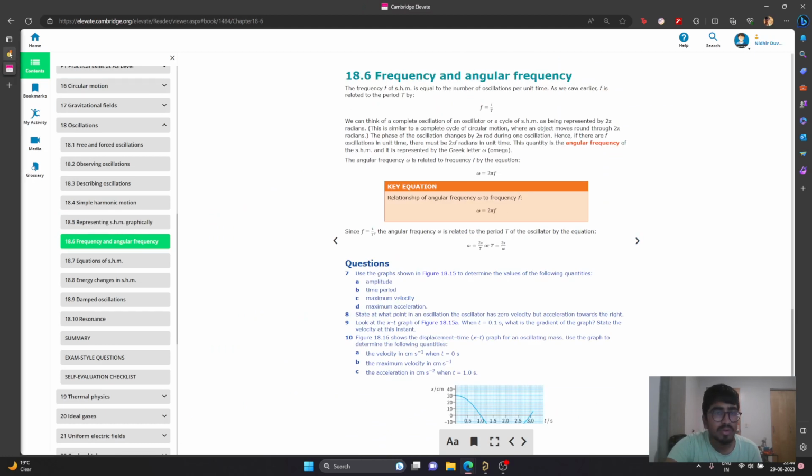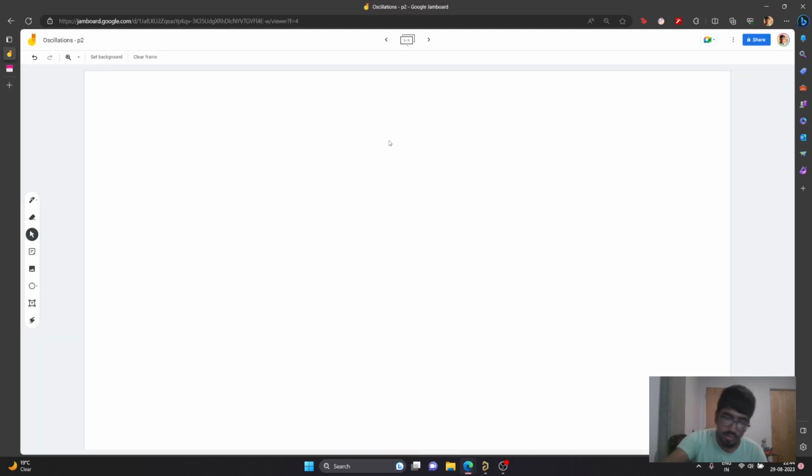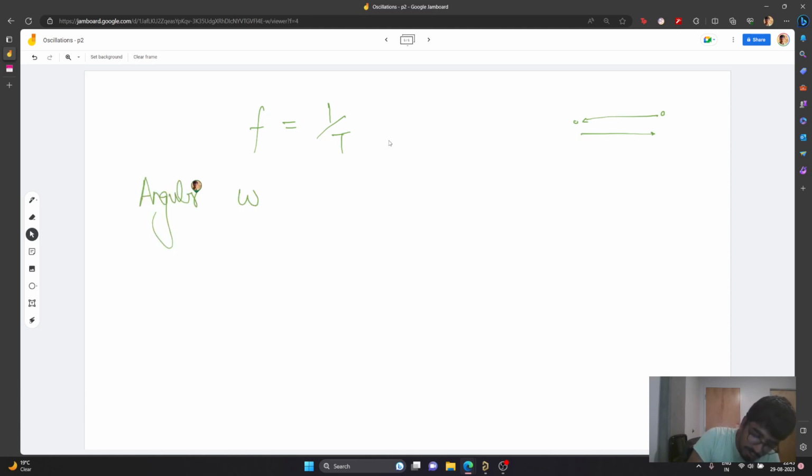Okay, so this also you're aware of technically. So let's quickly talk about this. You know that we defined a time period. Time period you can define from when it goes here and comes back is one time period. So frequency is 1 by time period. Then we define this new term called angular frequency, which is omega, which is equal to 2 pi f in our case, which is 2 pi times frequency.